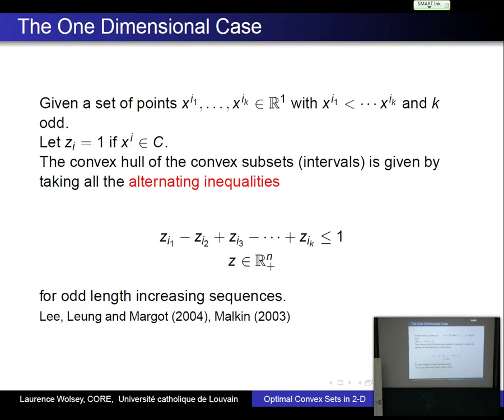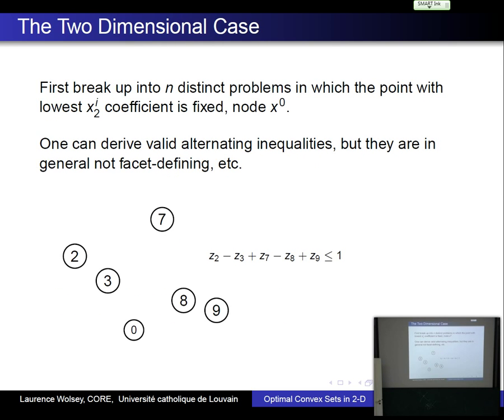So the question is, these alternating inequalities seem very natural, and one thought, maybe this is what you need in 2 dimensions. That's the first thing we tried. But it turns out, when you look at the problem, that it seems a bit difficult to determine unless you fix the lowest point. So one has to solve n problems in which we fix the lowest point, and we solve each of these n problems separately.